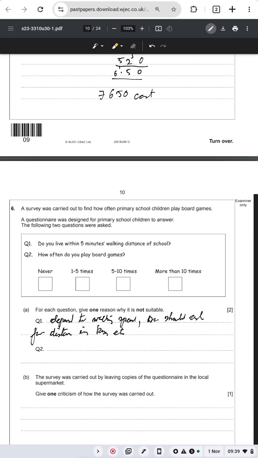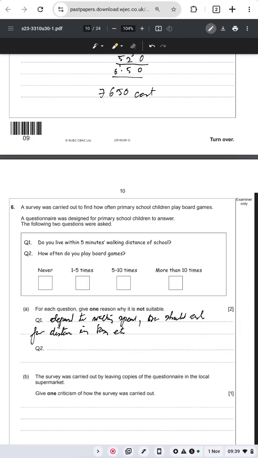Well, it depends over what time period. Is it over a year? Is it over your whole life? So assuming this could be over your whole life, everybody's probably played a board game more than 10 times. So it does not state over what time period.